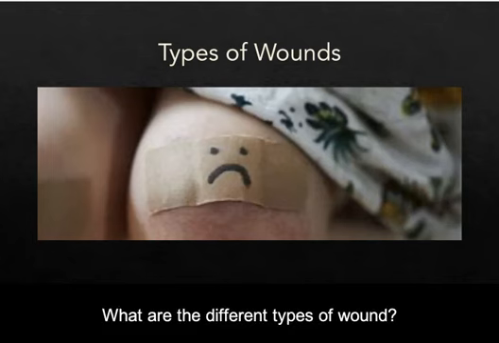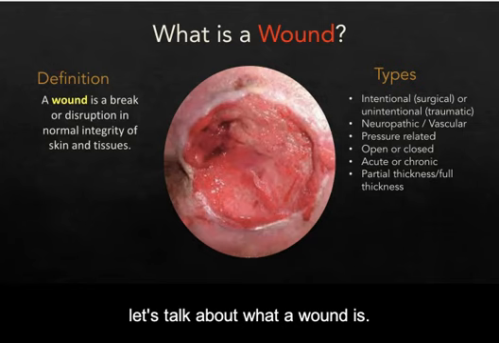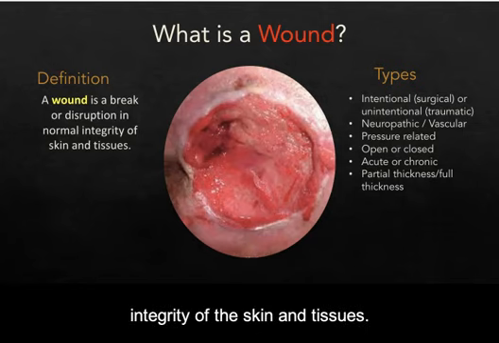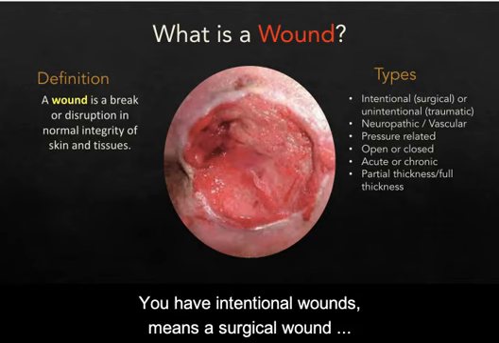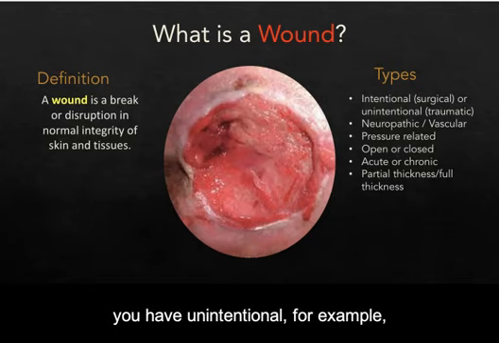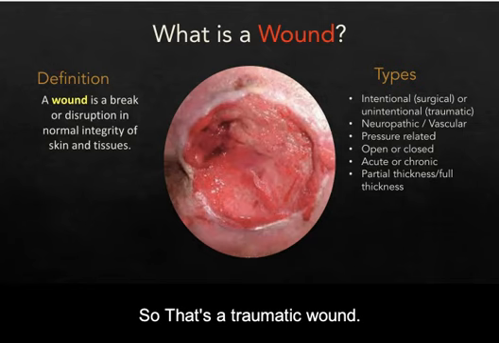What are the different types of wound? Before you jump into the different types, let's talk about what a wound is. A wound is a break or disruption in the normal integrity of the skin and tissues. There are different types. You have intentional wounds, meaning a surgical wound where you had a surgery and so now you have an incision. Or you have unintentional, for example, a traumatic wound, say you got hit by a hammer on your hand and it broke your skin. So that's a traumatic wound.